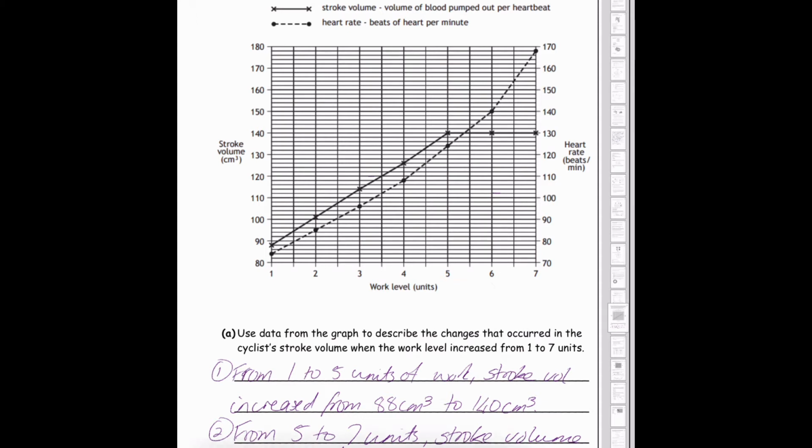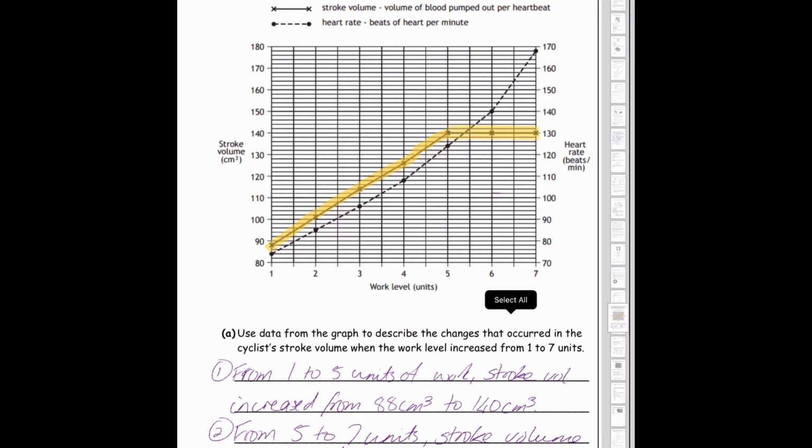Now, if we look at the graph, we will notice that there are actually two phases to this graph. We have got this one that goes from 1 to 5 units of work, and then we've got a second part to the graph that goes from 5 to 7. So in the answer, you need to include both phases of the graph, right?